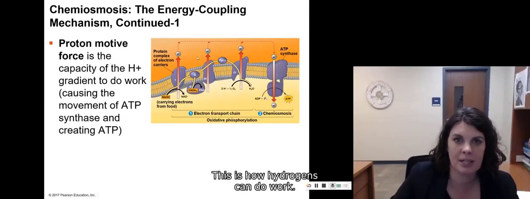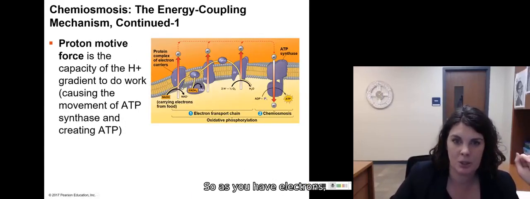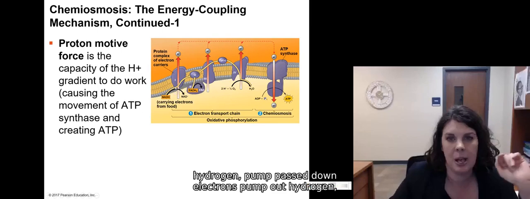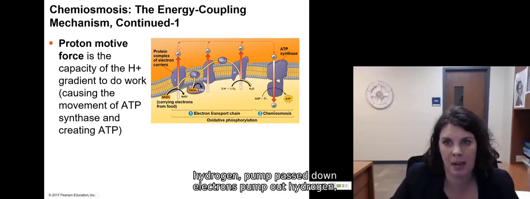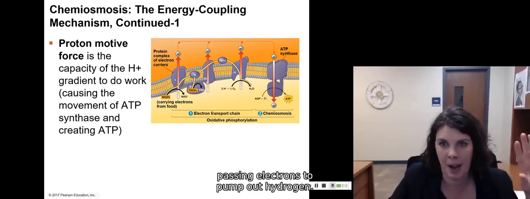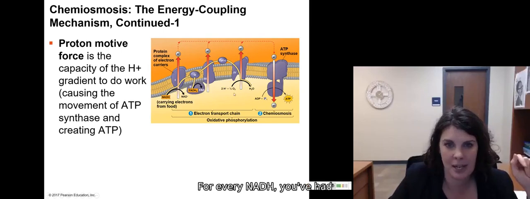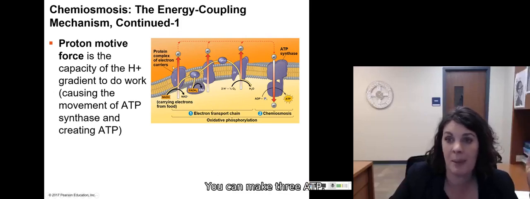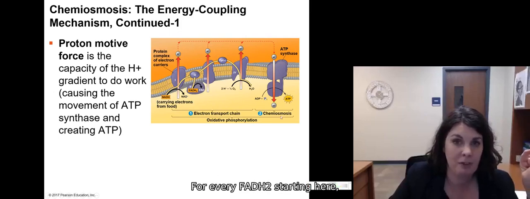Okay, so this is a proton motive force. This is how hydrogens can do work. As you have electrons, you pass down the electrons, pump out hydrogen. Pass down electrons, pump out hydrogen. Pass down electrons, pump out hydrogen. So for every NADH, you've had 3 opportunities to pass out hydrogen, so you can make 3 ATP.